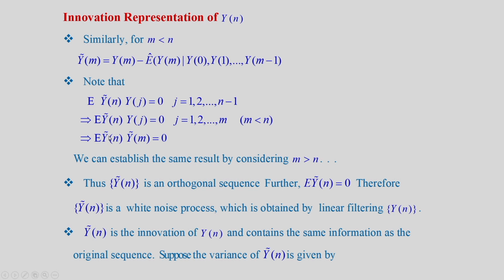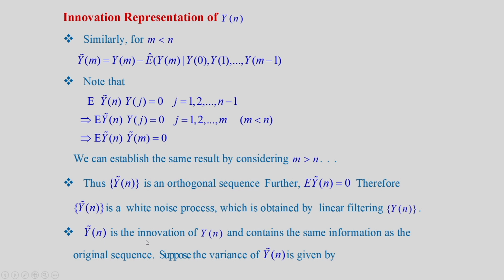What does it mean? This y tilde n and y tilde m are orthogonal. We can establish the same result by considering m greater than n also. Thus, y tilde n is an orthogonal sequence. Furthermore, E of y tilde n is equal to 0 because all signals we are considering are zero mean only. Therefore, this y tilde n process is a white noise process which is obtained by linear filtering of y n, because the generation mechanism is through linear prediction.